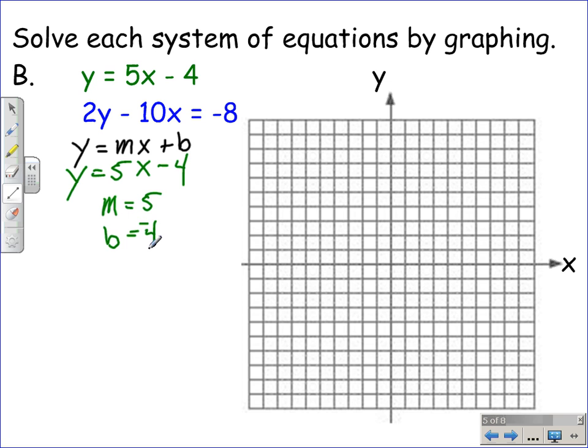To graph that, as we saw in the previous example, we first plot the y-intercept, which in this case is negative 4. From the origin, we go down 4. And from there, we use the slope to graph additional points. In this case, the slope is a positive 5, so that's up 5 to the right 1. Up 5 to the right 1, and up 5 to the right 1. And now that I have that, I used the wrong color line there, so we can adjust that color.